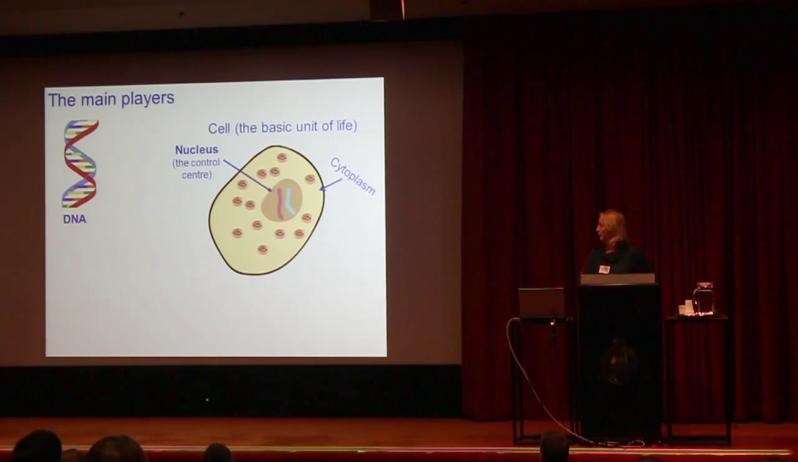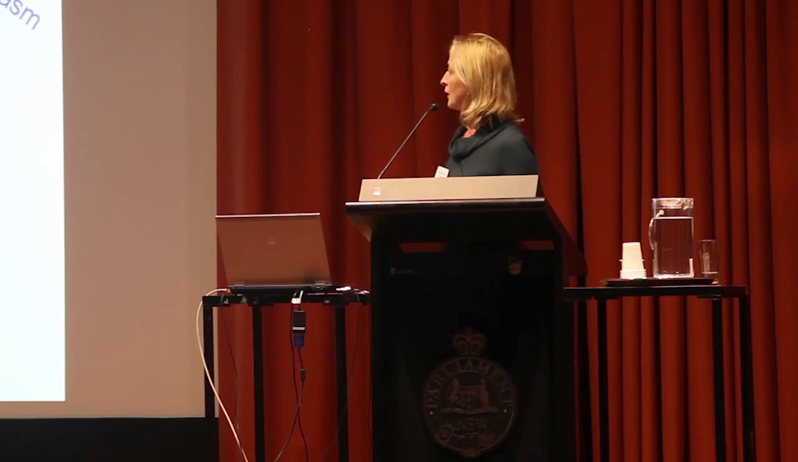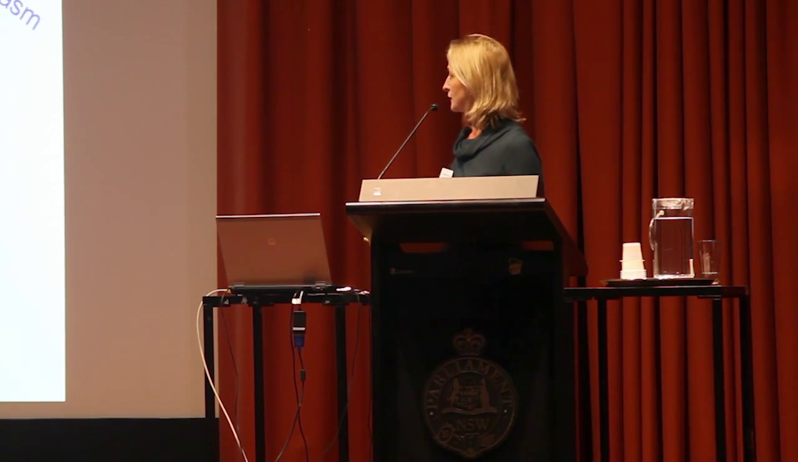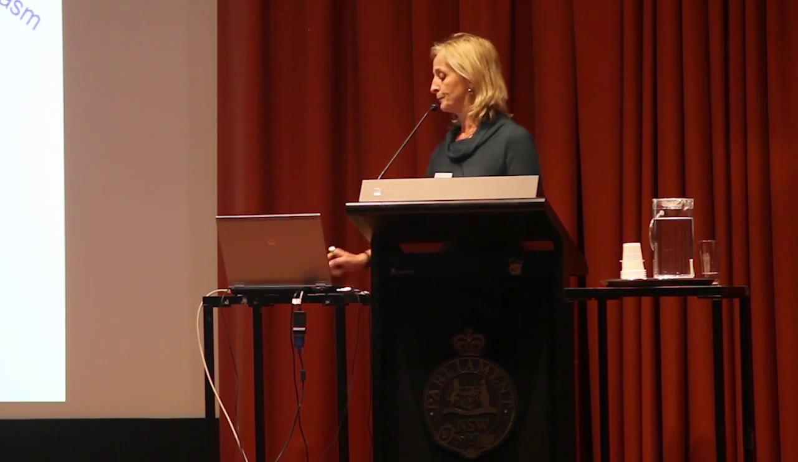So here are the main players. So this is DNA, and DNA is organized into genes which encode all of the instructions required for life, required for our cells to function. And our body is made up of many different cell types, and the cell is a basic unit of life, contains a nucleus which sits in a soup called the cytoplasm. And the nucleus contains nuclear DNA, and it's known as the control center of the cell. The nuclear DNA is packaged into long linear molecules, packaged into chromosomes, and it encodes most of the genetic instructions required for our cells to function.